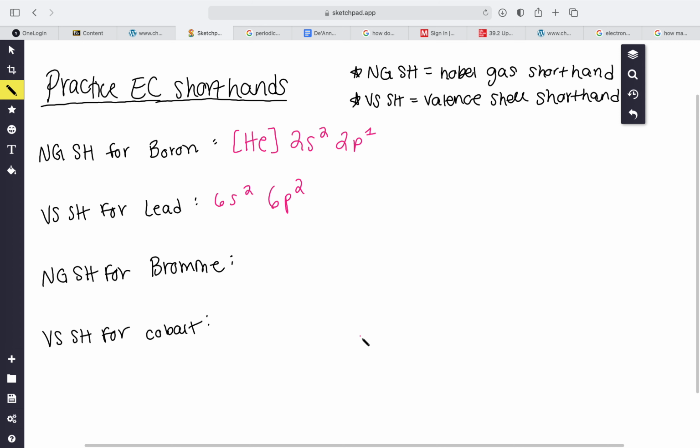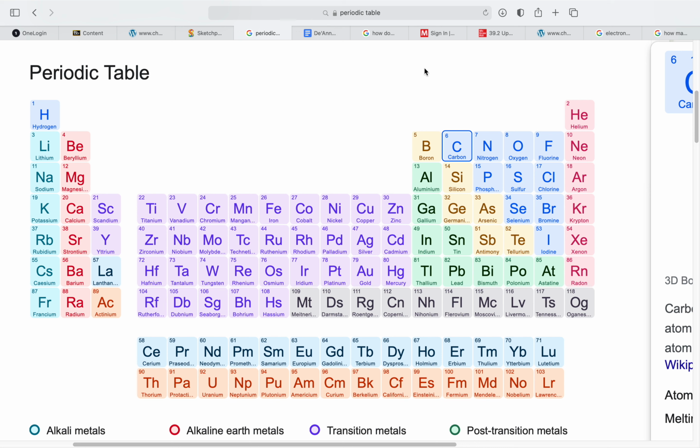6p2. Again, I'm going to challenge you guys to do this one yourselves, but I'm going to go into it right now, so pause the video if you'd like to try it out. Noble gas shorthand for bromine. Bromine, where are you? That's the hardest thing, finding where they are. We're doing the noble gas shorthand for it.